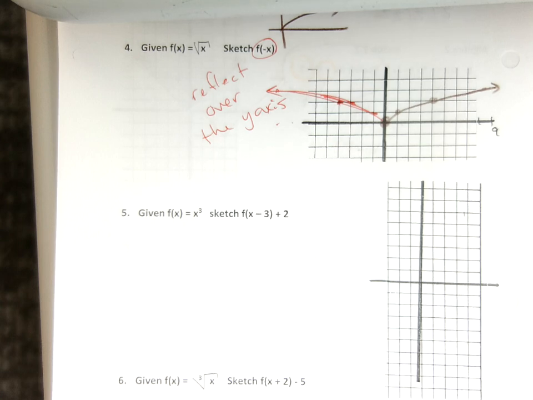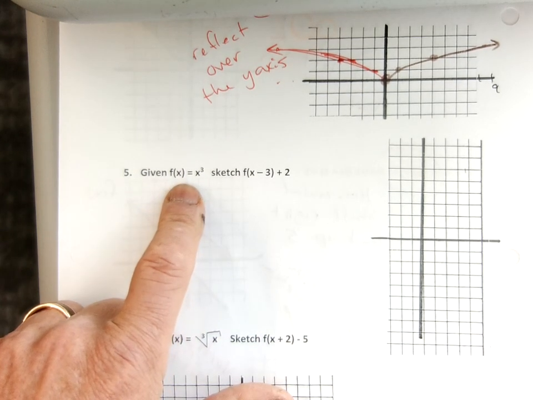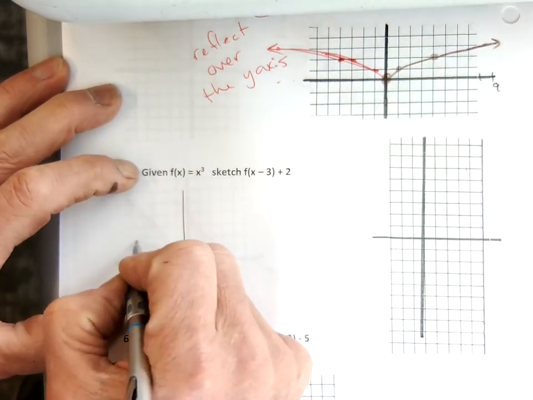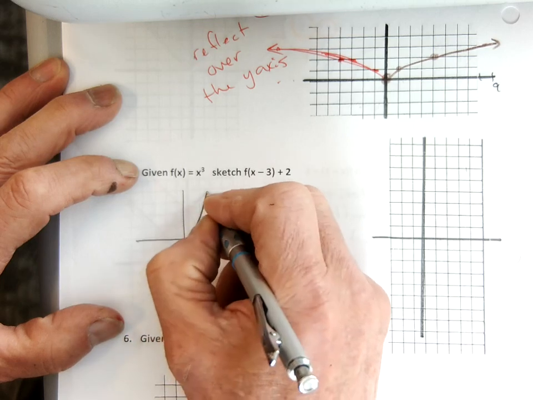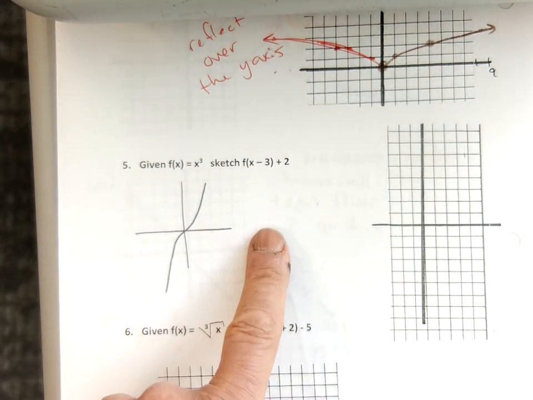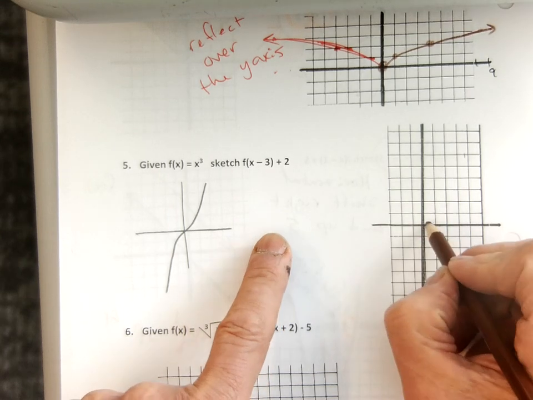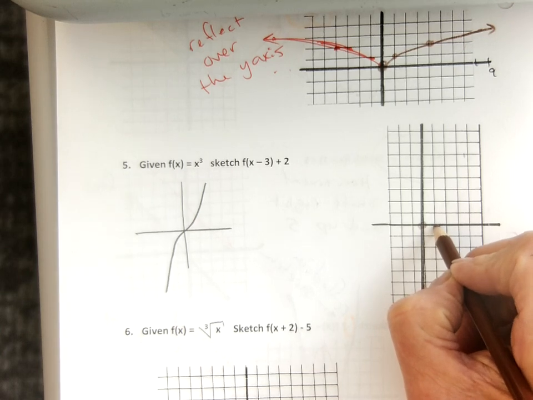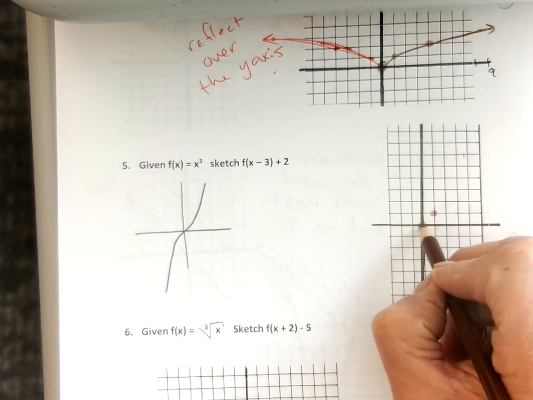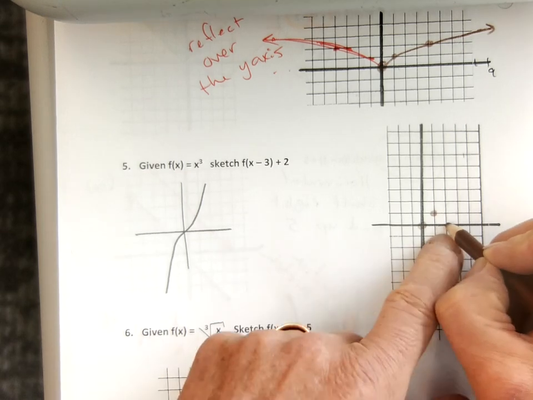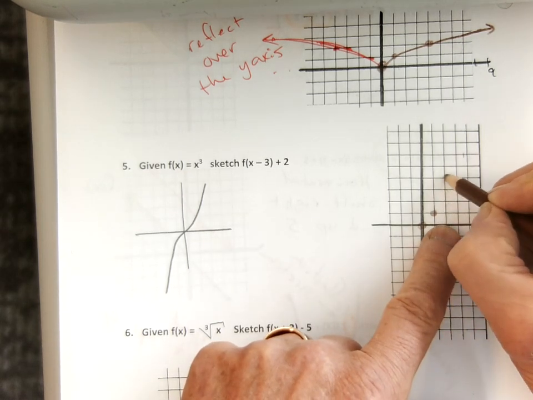Okay, now, example 5. So if we look at our notes, the parent function looks like this. X cubed. So I'm going to go 0 cubed is 0 times 0 times 0. 1 cubed is 1 times 1 times 1, which is 1. 2 cubed is 2 times 2 times 2, which is 8. 1, 2, 3, 4, 5, 6, 7.